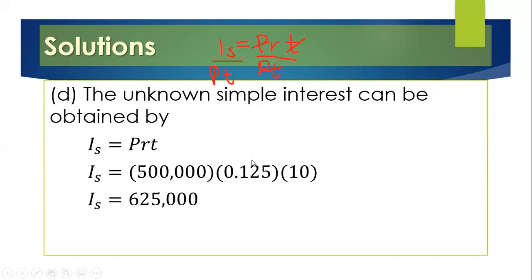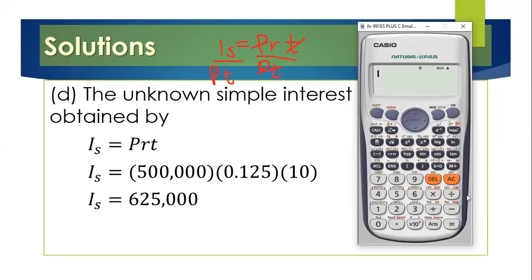Magkano ang kinita? That will be 625,000 pesos. Let's check 500,000, unang pera, okay, with 12.5% or 0.125. After 10 years, magkano kaya yung kikitain? And that will be 625,000 pesos. So, sobrang laki no, ng kinita, kung ganito yung condition. So, after 10 years mo dapat kukunin, tapos 0.125% yung interest.